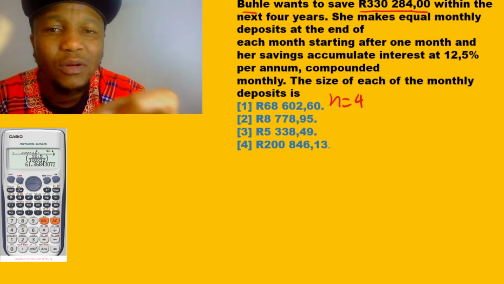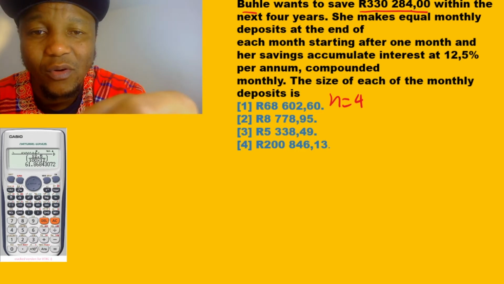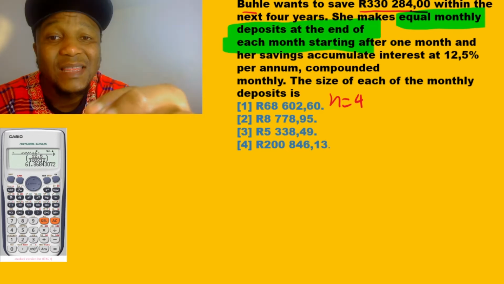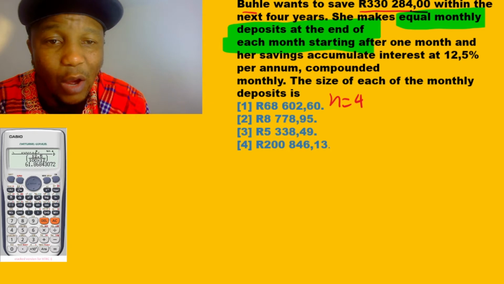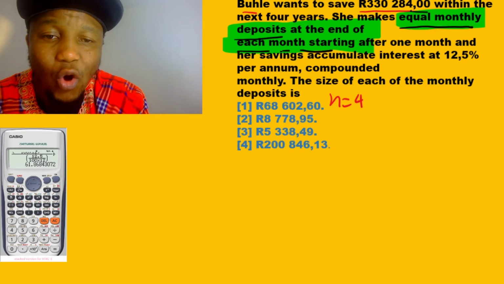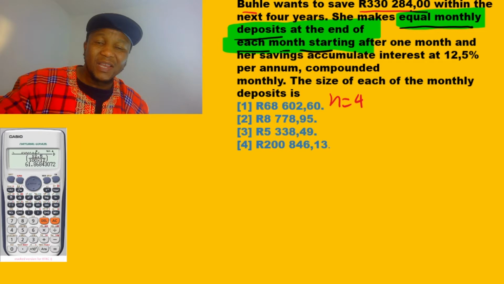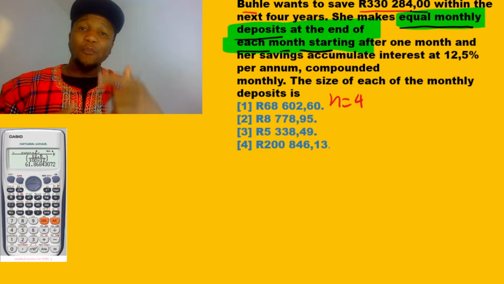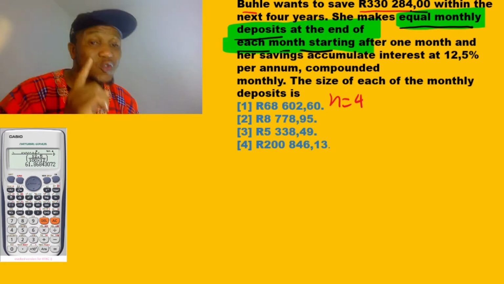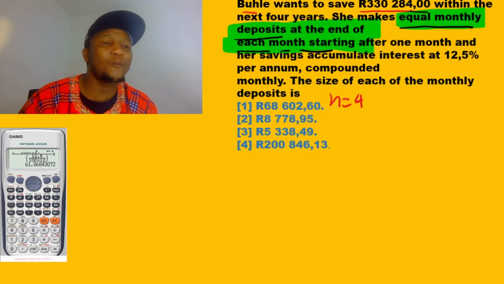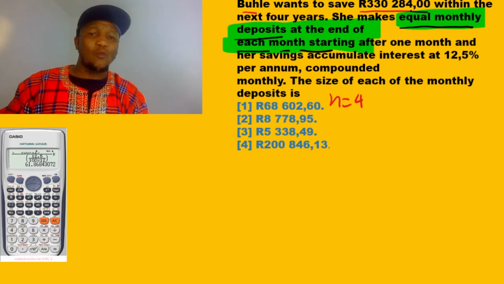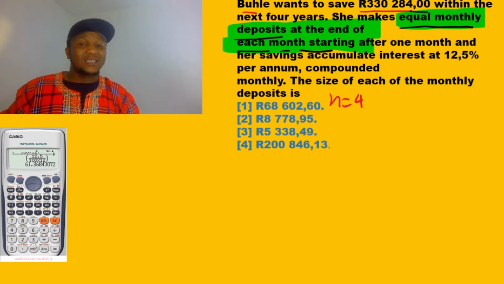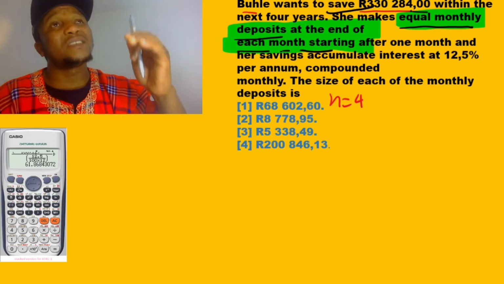And then she makes equal payments at the end of each month. Let me highlight this because it is very, very important. Whenever they mention equal payments, or each month payment, or each month deposit, then quickly just know it's going to be either present value or future value. For me, I know this is going to be future value. You know why? Because she doesn't have the money. She wants to save the money, which means she's going to have the money.